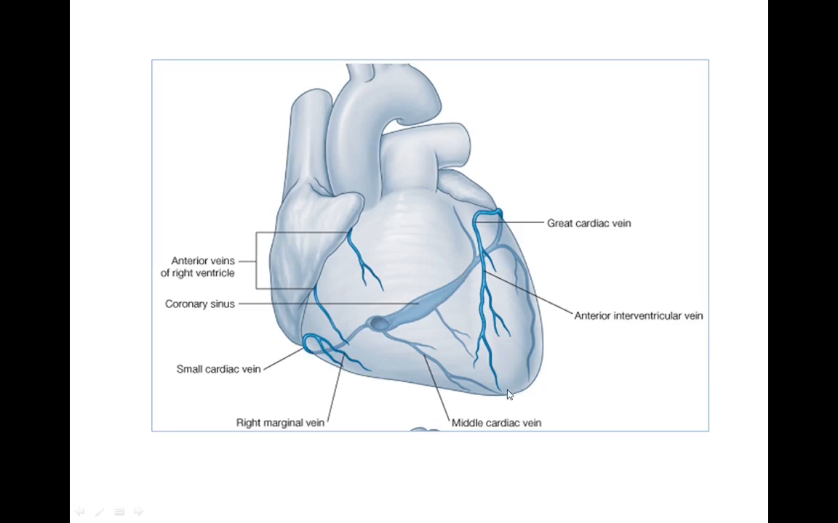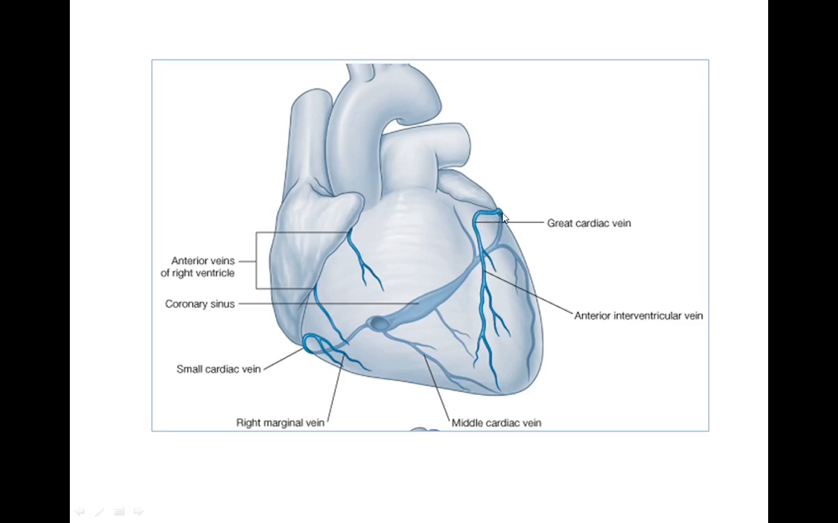So this is the great cardiac vein. As the vein goes this way, it will open into the coronary sinus. It starts near the apex of the heart at the anterior interventricular groove. Then it runs in the anterior interventricular groove along with the anterior interventricular artery. Then it reaches the coronary sulcus. Here it is, the coronary sulcus.